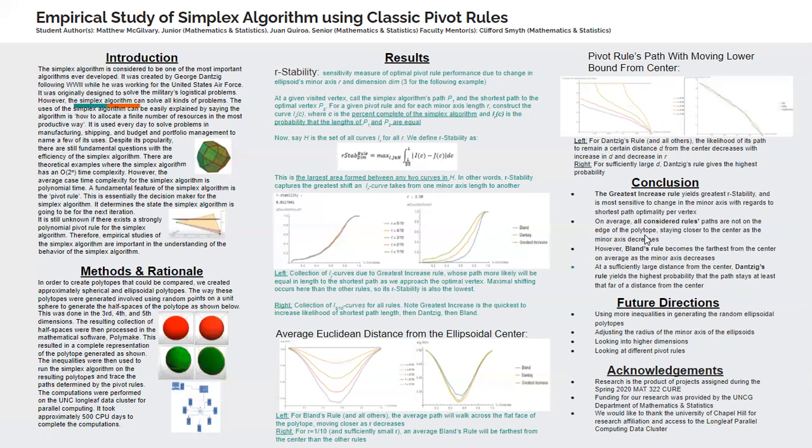On average, all considered rules' paths are not on the edge of the polytope. However, Bland's rule becomes the farthest from the center on average as the minor axis decreases, and Dantzig's rule, for sufficiently large distance from the center, yields the highest probability that the path stays at least that far of a distance from the center. For future directions, we would like to add more inequalities, more radii, higher dimensions, and different pivot rules. And we would like to thank our acknowledgements as seen below.